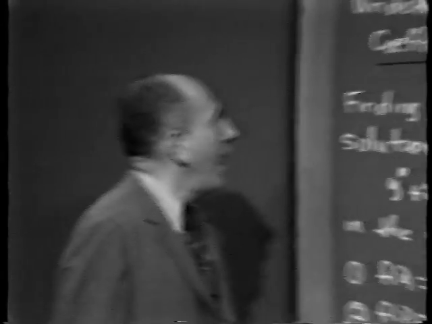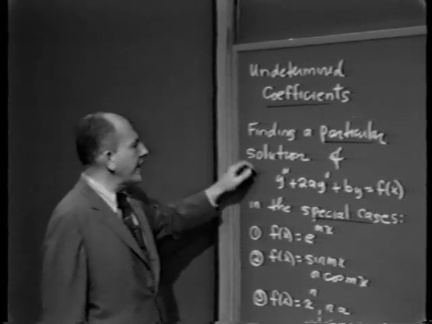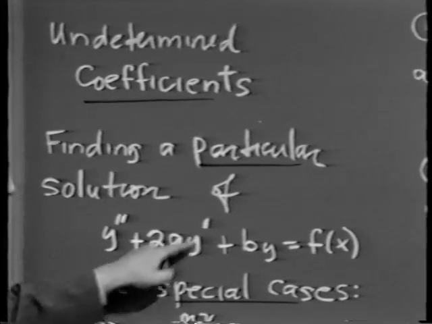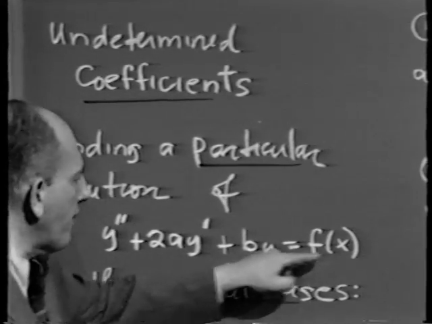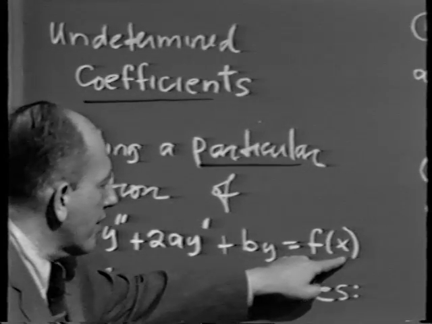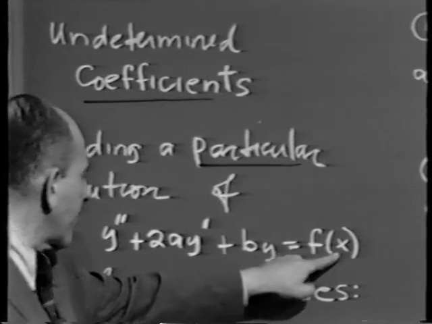At any rate, today's lesson is called Undetermined Coefficients, and it's a technique that's used for finding a particular solution of the equation y double prime plus 2ay prime plus by equals f of x. In other words, constant coefficients, but the right-hand side not necessarily zero. In fact, if the right-hand side were zero, we'd be back to the lecture of last time.